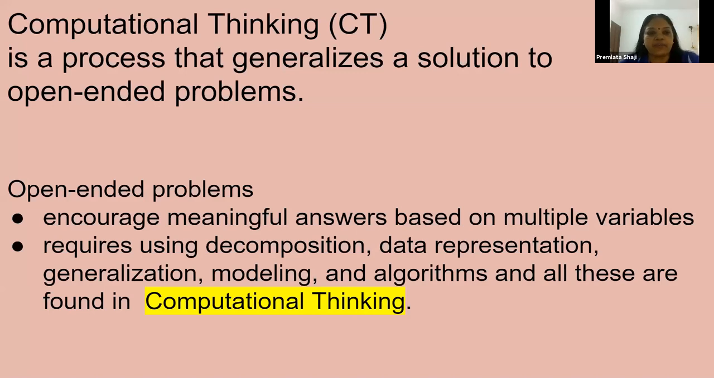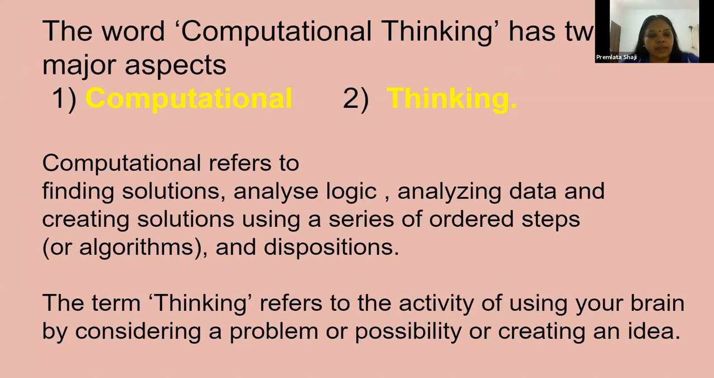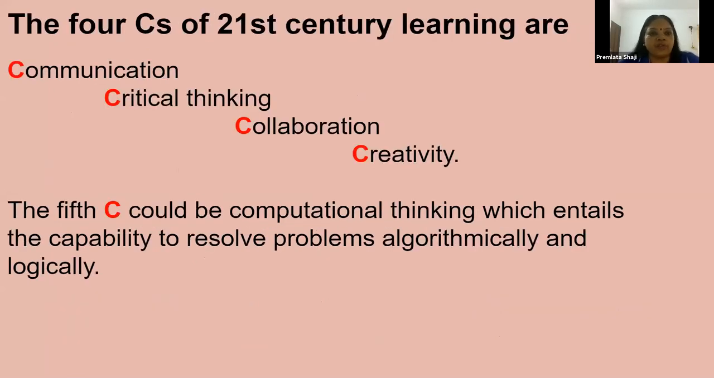Now, the term computational thinking itself, I split it into two, the computational part and the thinking part. Looking at the word computational, it refers to finding solutions. We analyze logic. We analyze the data that is going to be processed. That means we are thinking in terms of algorithms and their disposition. And the word thinking specifically is the activity of how to solve a problem. That is why we put that as a combo word, computational thinking. That is the analysis part and the process part together. When it works in a twin manner, we get the definition of computational thinking. Now, all of us are aware of the four C's of the 21st century: communication, critical thinking, collaboration, creativity.